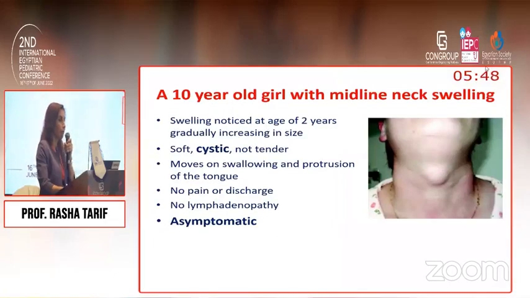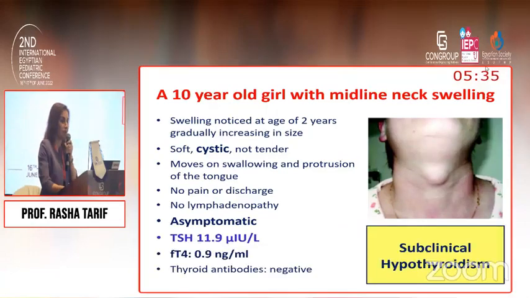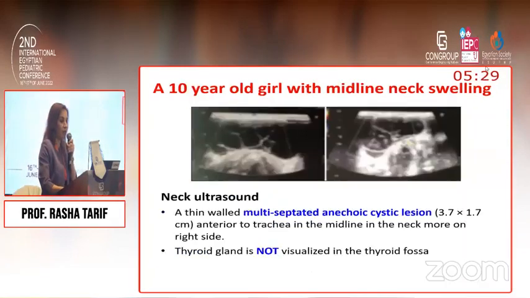What about this 10-year-old girl who came with cystic swelling in the neck? It moves on swallowing and protrusion of the tongue with no pain and discharge. There is no lymphadenopathy and she does not have any symptoms of hypothyroidism. Now look at the TSH, 11. The T4 is 0.9. The antibodies are negative.